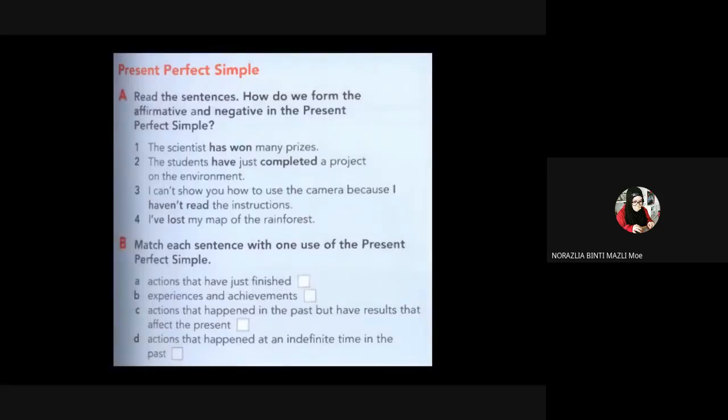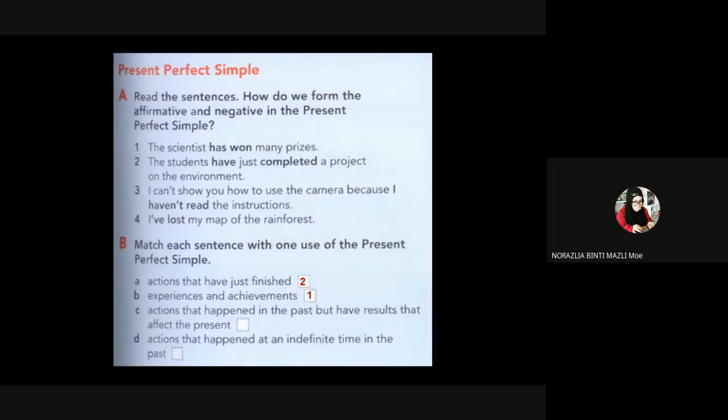Okay, B. Tadi siapa kata actions that have just finished ni, which one? Number 2. Okay, yang ni yang tadi kan. Okay, kita fikir balik. Actions that have just finished. Yes, you are right. Okay, number 2. Kenapa? Sebab dia kata the students have just completed. Dah settlekan. Okay, B. Experiences and achievement. Very easy. Which one? One. Very good. The scientist has won many prizes.